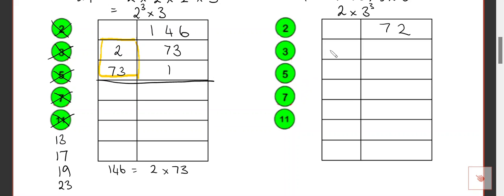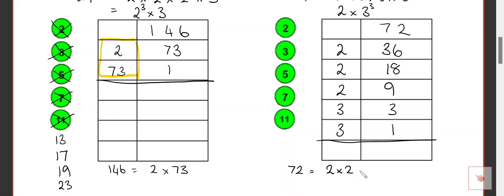Okay? 2 times 36. Okay? Does 2 go into 36? Yeah. 2 times 18. 2 times 9. So my prime factors are 72 equals 2 times 2 times 2 times 3 times 3, or 2 cubed times 3 squared.